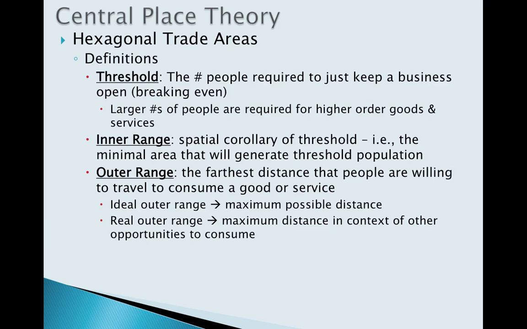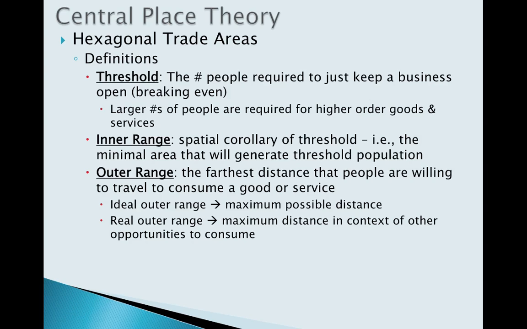The inner range is the direct spatial corollary of the threshold, i.e. it is the area, the minimum area, that will generate the threshold population or the threshold spending power. So if the trade area is too small, by implication, the business will not survive. The outer range is the farthest distance that people are willing to travel to consume a good or service. Right? So at some point, you are no longer willing to travel to consume a good or service because the cost of that travel is too expensive relative to the value of the good or service that you are seeking.